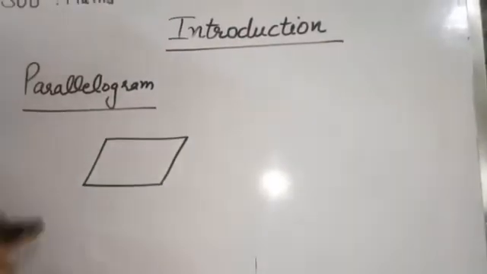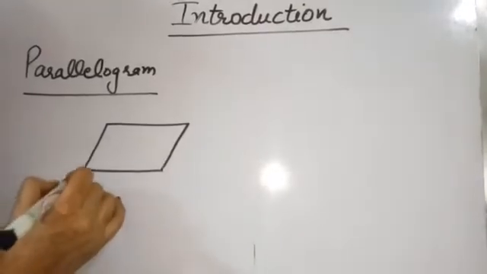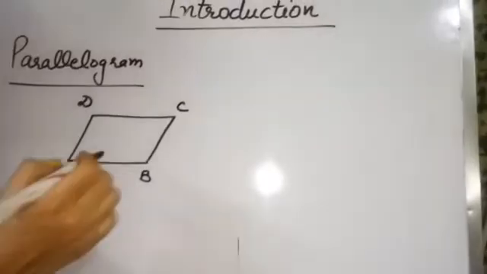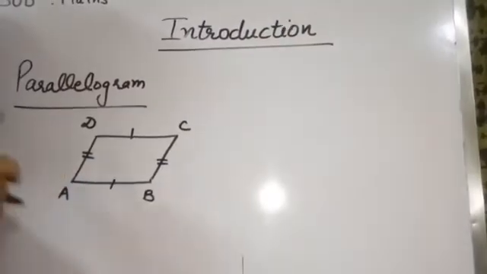Now the next figure which we'll study in this chapter is the parallelogram. This is a parallelogram. ABCD is a parallelogram. A parallelogram is a quadrilateral in which opposite sides are parallel as well as equal. The opposite pair of sides are parallel as well as equal.